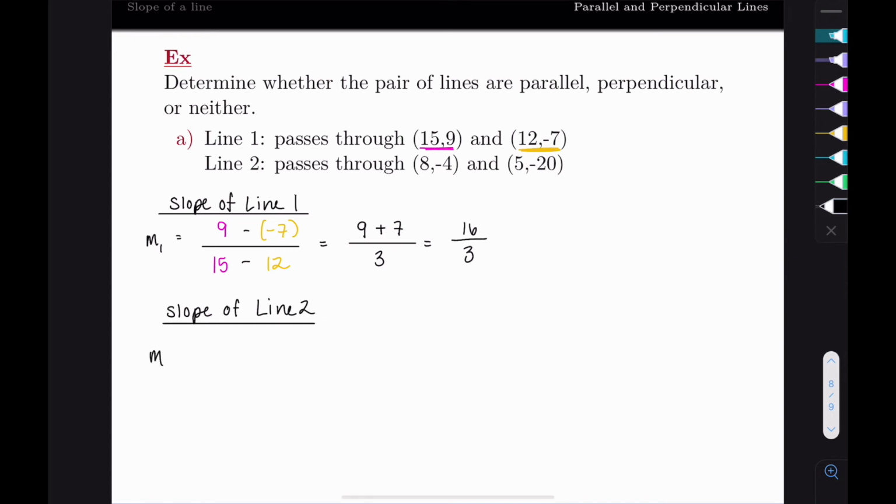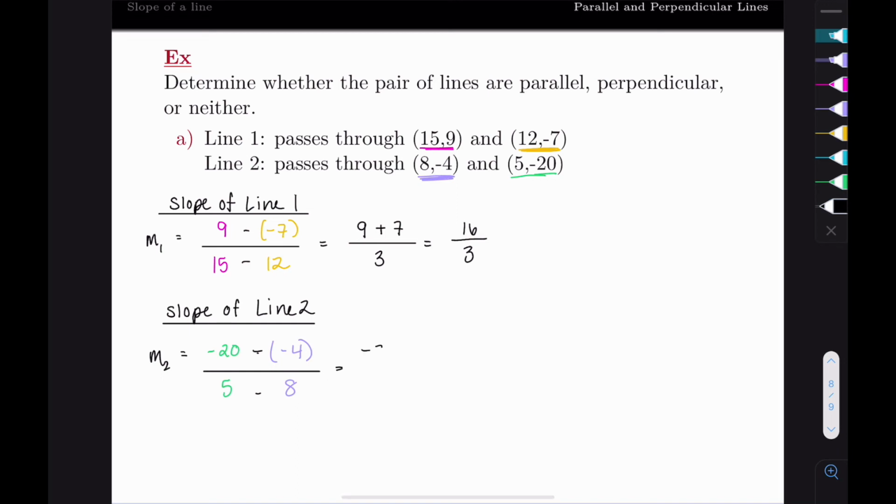So we'll call this one M2. And again, make a nice fraction. We want to look at the difference in the y values. So we'll pick this point to be our first one. We've got negative 20 and 5 as our point. And then we'll do 8, 4 as our end point. So we want negative 4 in the numerator, 8 in the bottom. So difference in y values over difference in x values.